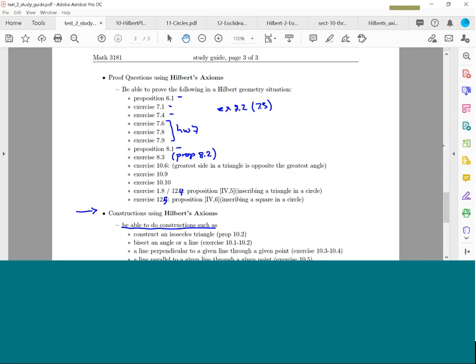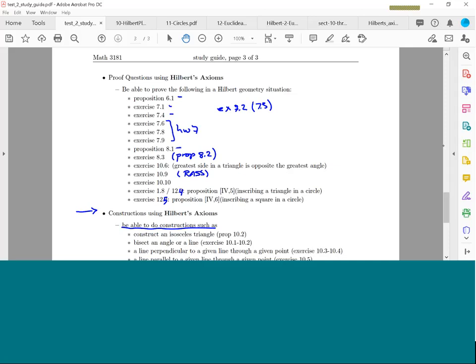Exercise 10.6 is something that we haven't done together. Exercise 10.9 asks you to show that right angle side side is true. We've done that in class before, but we did it back in classical geometry, so all of the reasons would need to be changed to Hilbert geometry reasons.